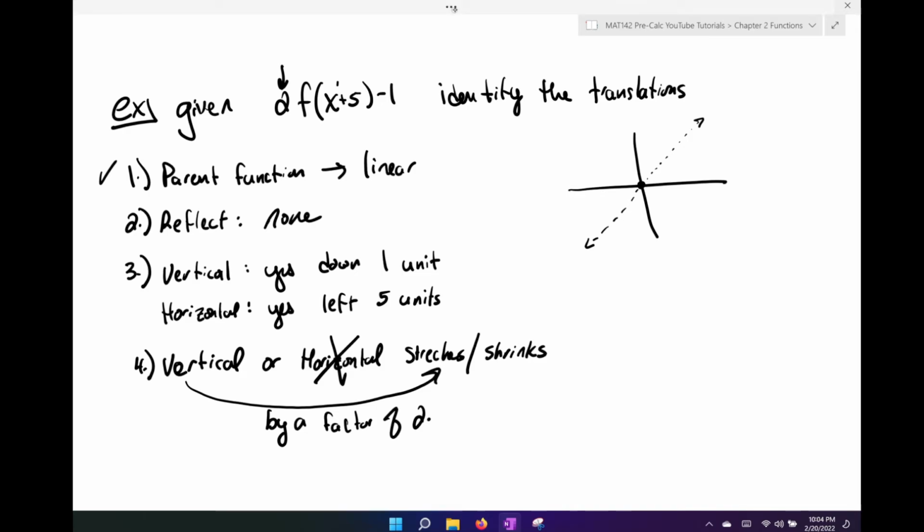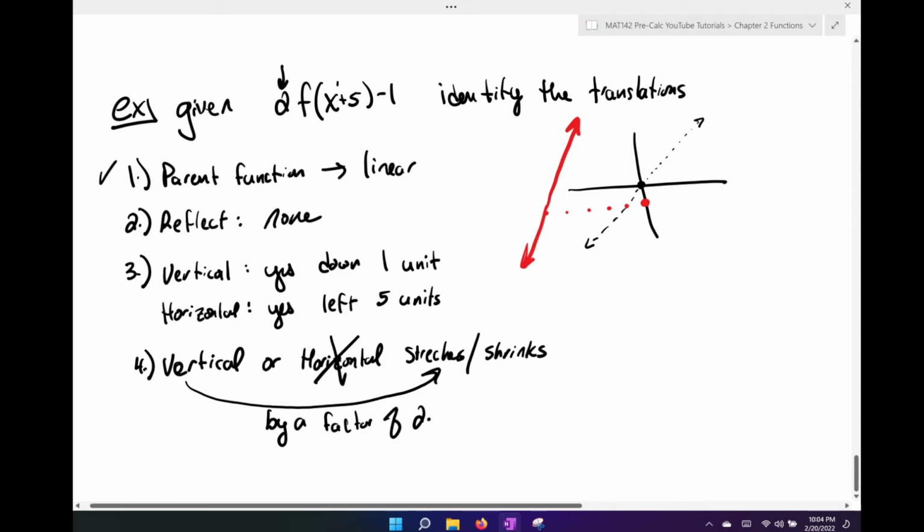So in red, I'm just going to identify those shifts. So down 1 unit and then to the left 5. 1, 2, 3, 4, 5. And then I know this is going to be a vertical stretch by a factor of 2. So it's not going to have the same slope. It's going to be much more, I guess, pitched, if you will. And that's basically it. That's how this works.